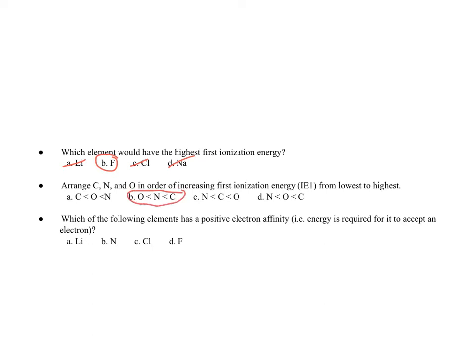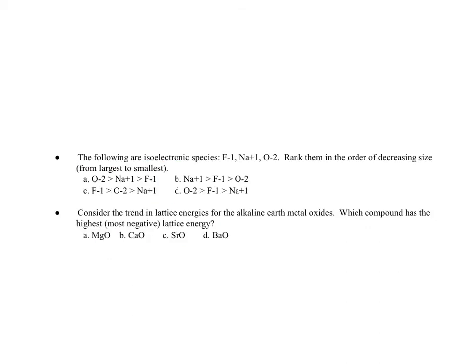And then which has a positive electron affinity? In other words, it really doesn't want the electron, right? Fluorine has a very large negative. Chlorine has a very large negative. Lithium, it's okay, right, with getting one because it completes its S. But nitrogen really doesn't want an electron because it has to pair it up with another electron in one of the p orbitals. And so this one's B.